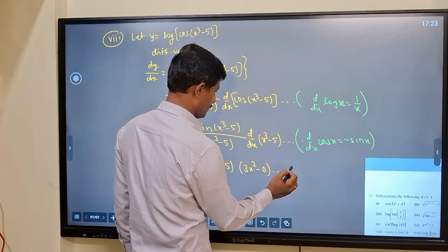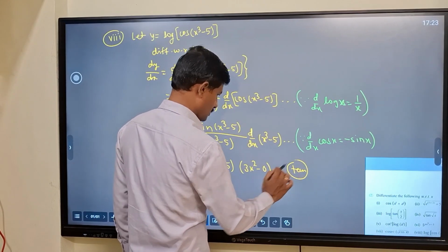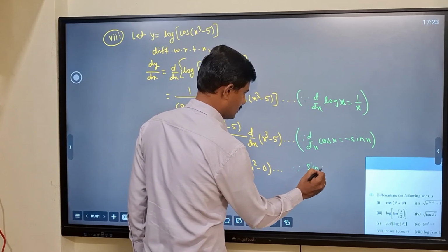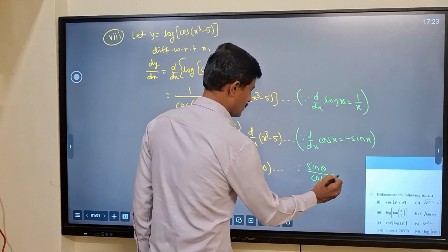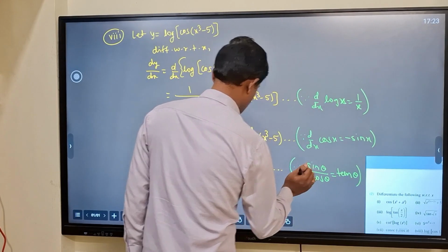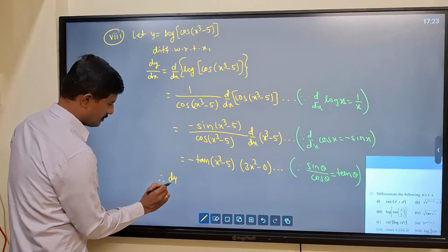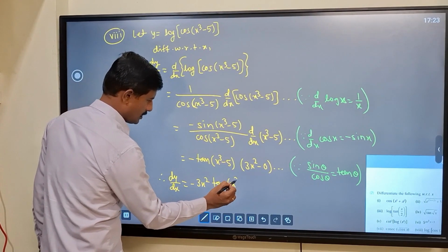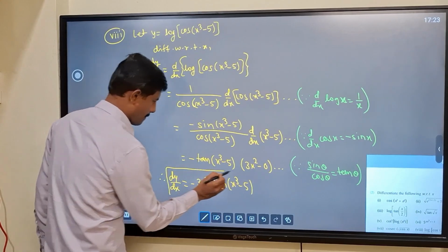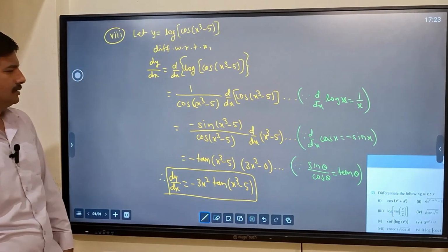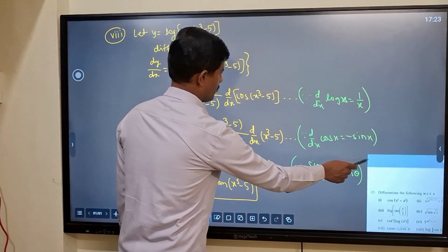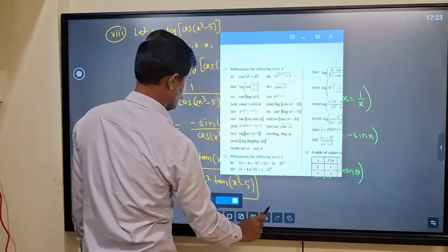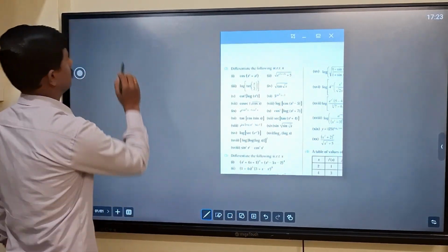Here we use the trigonometric formula, sin theta upon cos theta is tan theta. And last, rearrangement. Therefore, dy by dx will become minus 3x square tan x cube minus 5. This is your answer. Okay, the eighth one is done. Now for the ninth.